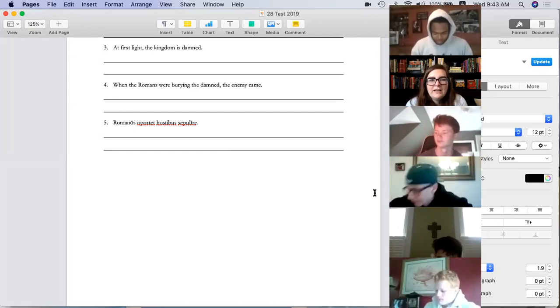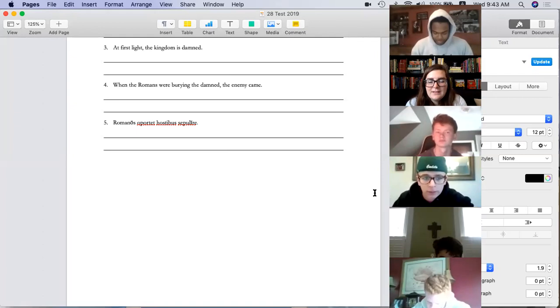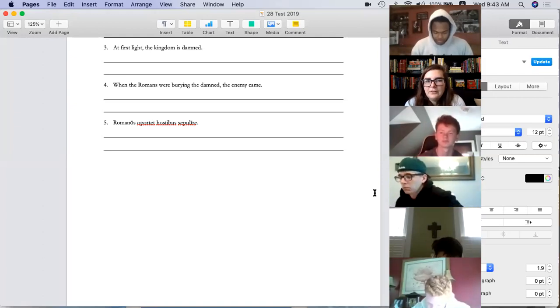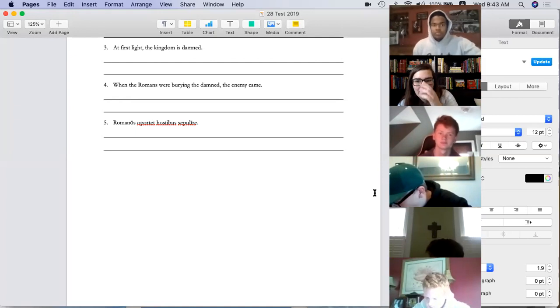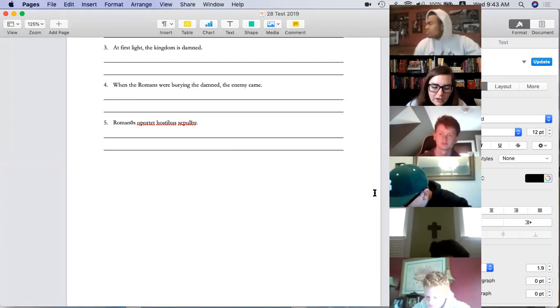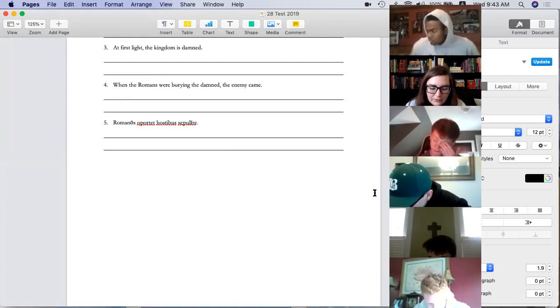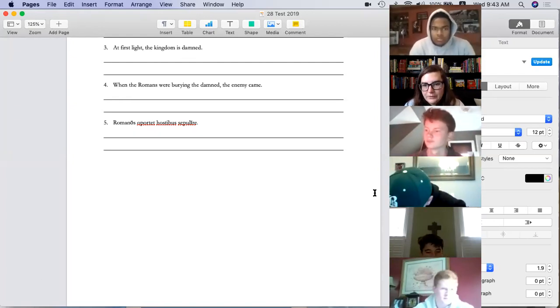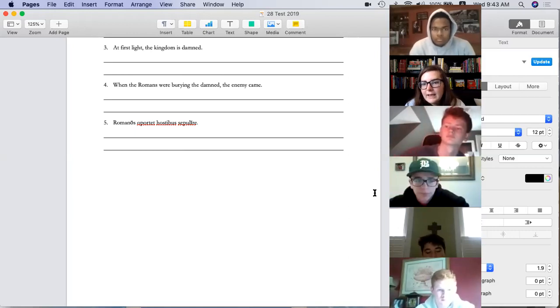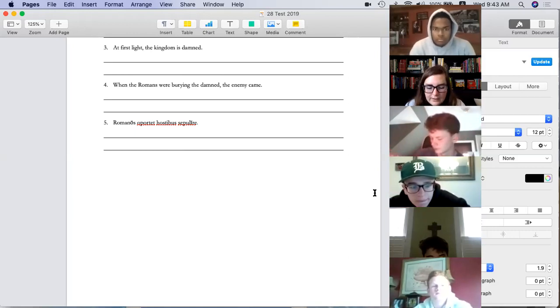So at first light, the kingdom is damned. So that's an ablative absolute there, right? At first light. No, it's not. At first light is ablative of time when. So we are going to use ablative, it's just not an ablative absolute. It's going to look just like an ablative absolute because it's going to be 2 words in the ablative. But how do I form that?